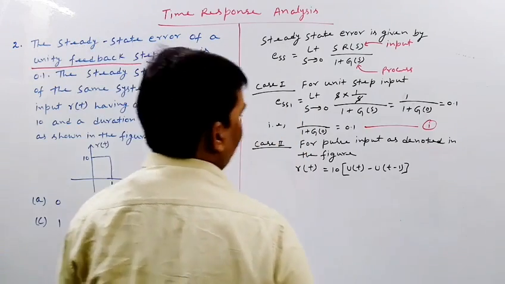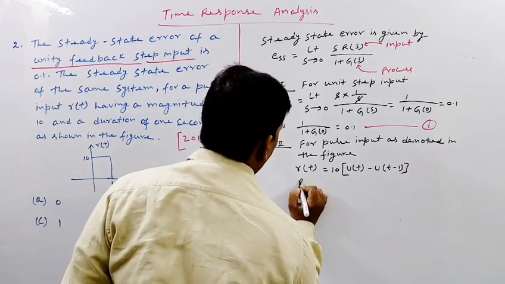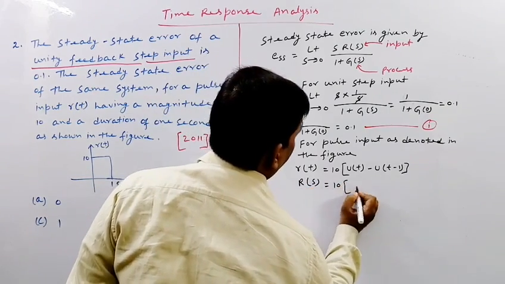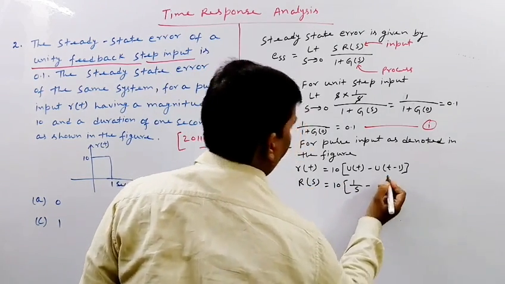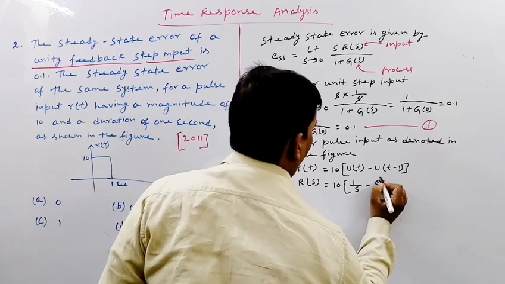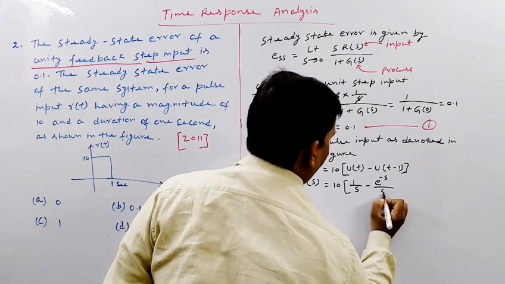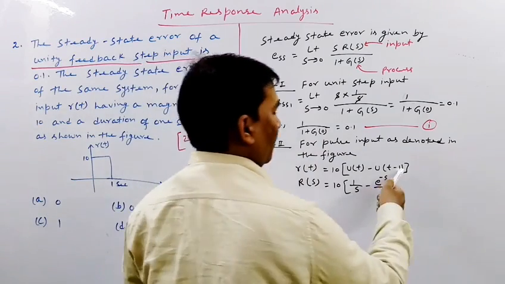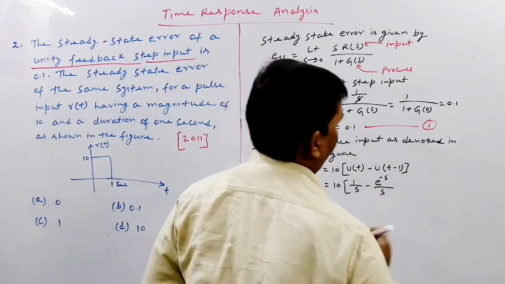Now what will be its Laplace transform? So its Laplace transform R(s) will be 10 multiplied by 1 by s minus e to the power minus s divided by s, because here t minus 1 is coming, so for minus 1 it will be e to the power minus s.